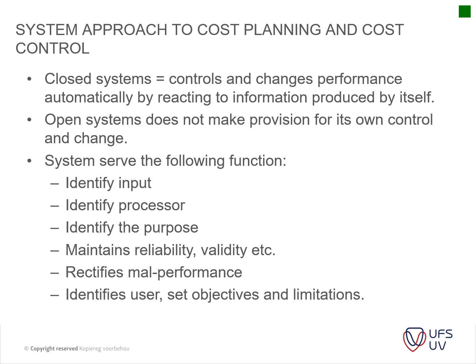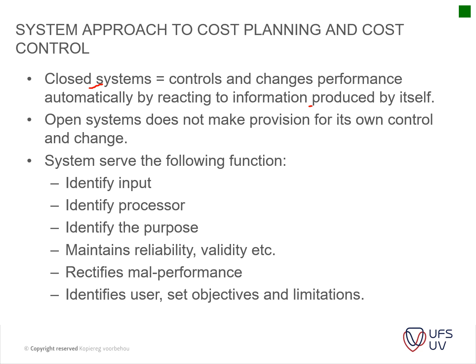So I'm just going to go through these quickly. You've got your open systems or your closed systems, where your controls and changes performance automatically by reacting to the information produced by itself. So it's basically the cost is influenced by the design of the building. It dictates what type of finishes there can be, or the type of finishes dictate what the cost would be. The size of the building will dictate the cost of the building, the location, etc. Whereas open systems don't make provision for their own control.